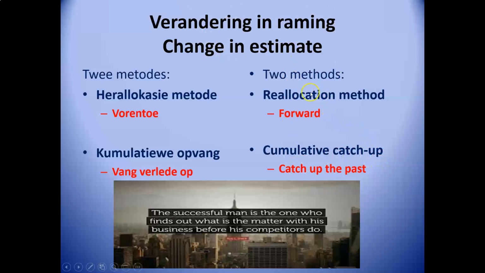Now, the reallocation method is only forward-looking. So you forget about the sins of the past, you forget about let bygones be bygones, you start at the beginning of the current financial year in which you're going to decide to do a change in estimate. And you look forward and you're going to affect the changes going from the beginning of the current financial year up to the end of the lifetime of the asset. So that's a reallocation method.